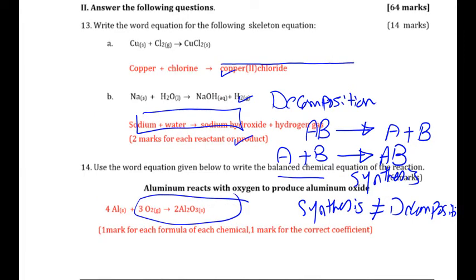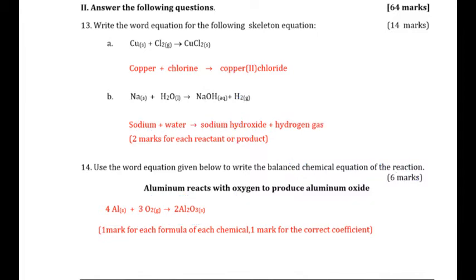Now we'll practice structured questions. Write the word equation for the following skeleton equation. Skeleton equation is just a chemical equation which doesn't show a correct balance. When you balance it, we call it balanced chemical equation. When you write it in words, it's a word equation. This question is asking to change the skeleton equation into word equation.